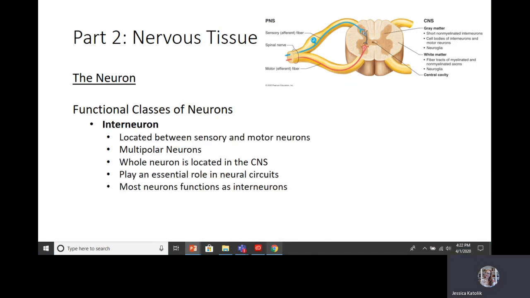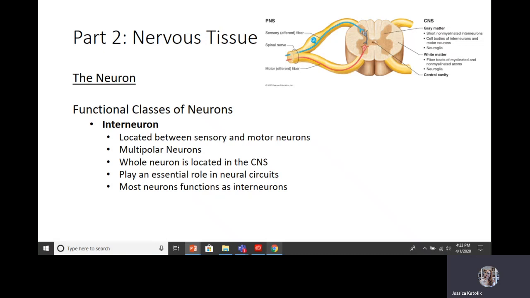The last type of neuron that we can classify based on its function is an interneuron. Interneurons are going to be completely located within the central nervous system, and one of their major jobs is to connect sensory and motor neurons. They're really important because they play an essential role in neural circuits, and so it can lead to complex neural responses. We'll talk about that more when we get into neural circuitry, but interneurons are mainly going to be located in between sensory and motor neurons.